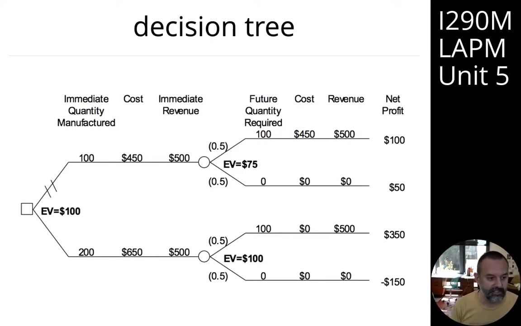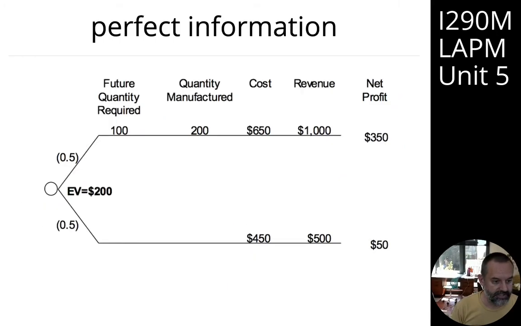And so if we do that, the decision tree looks like this. There's a 50% chance that we will get an order for 200,000, in which case our net profit is 350k, and there's a 50% chance that we will get an order for 100k, in which case our net profit will be $50,000, and we can work out the expected value of this scenario in the same way. We multiply 350k by 0.5, and then we add the result of multiplying 50k by 0.5, and the expected value of this scenario with perfect information, where we don't make a choice that turns out to be wrong, is 200k.